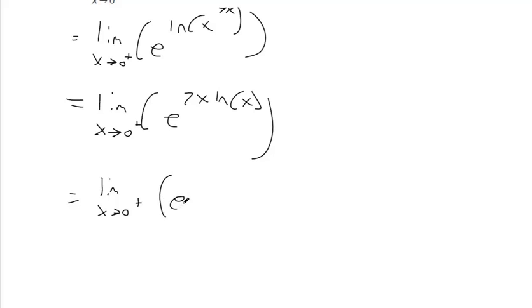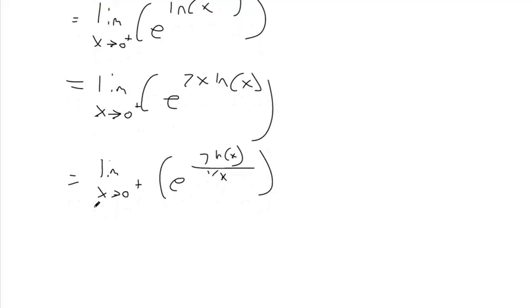This is e to the power of 7 natural log x over 1 over x. Okay, and then using our rules of limits, if you're trying to evaluate the limit of a constant that's being raised to a power that has variables, then you can just evaluate this limit. And that limit up here, the 7 natural log x over 1 over x, that's a candidate for L'Hopital's rule.